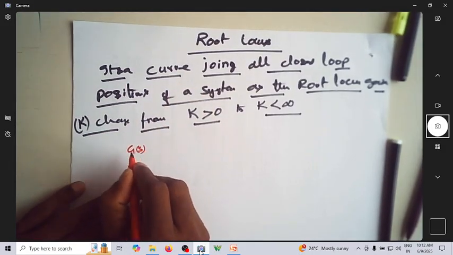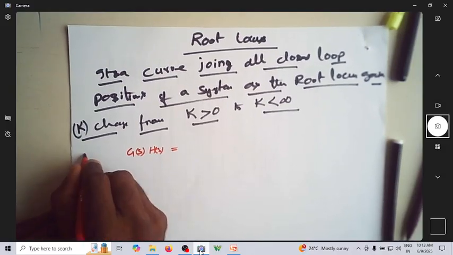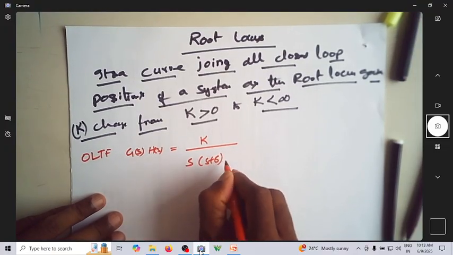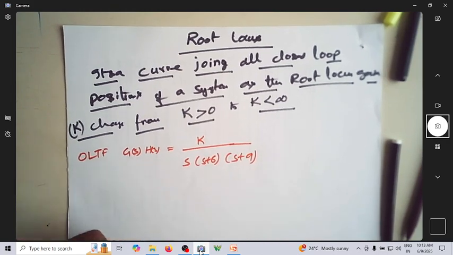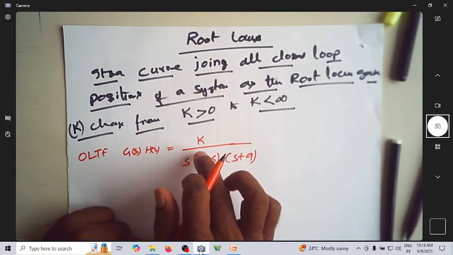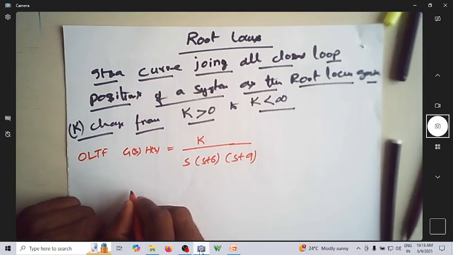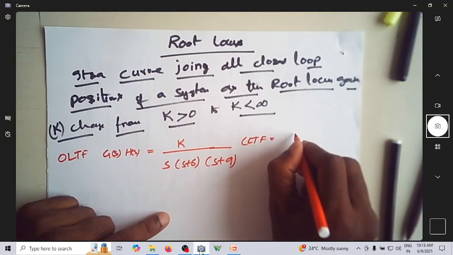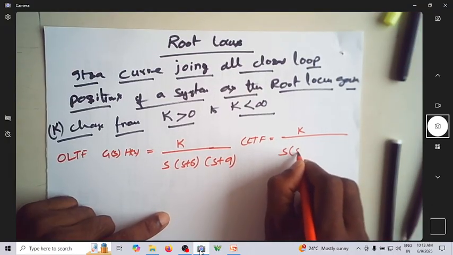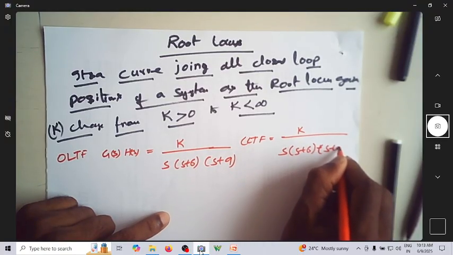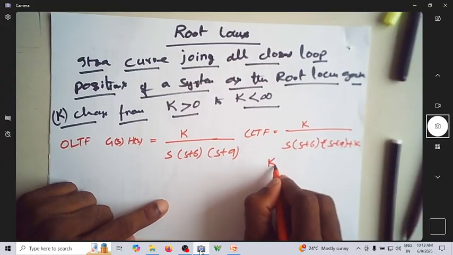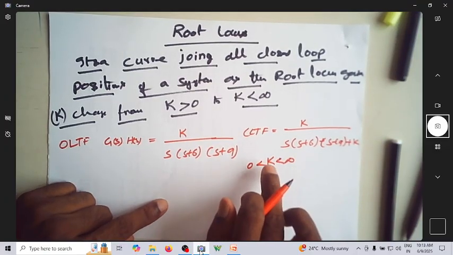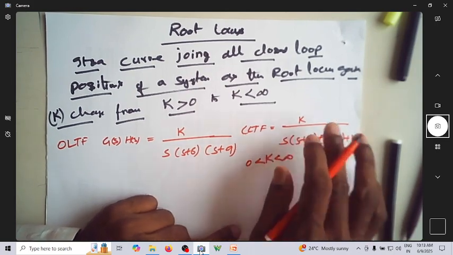of course, this is G(s)H(s). In this open loop transfer function, you won't have a numerator zero. This is K over s(s+6)(s+9). This is the open loop transfer function. We know that the closed loop transfer function of this would be K over s(s+6)(s+9) plus K. Now the value of K is greater than 0 and less than infinity. For different values of K, the pole positions change.